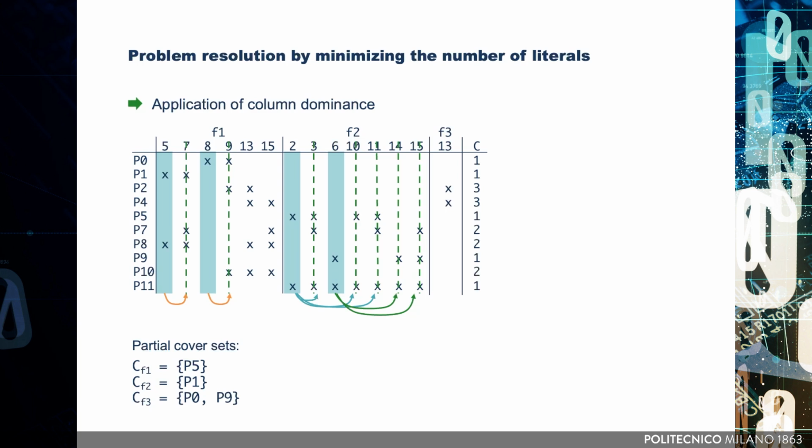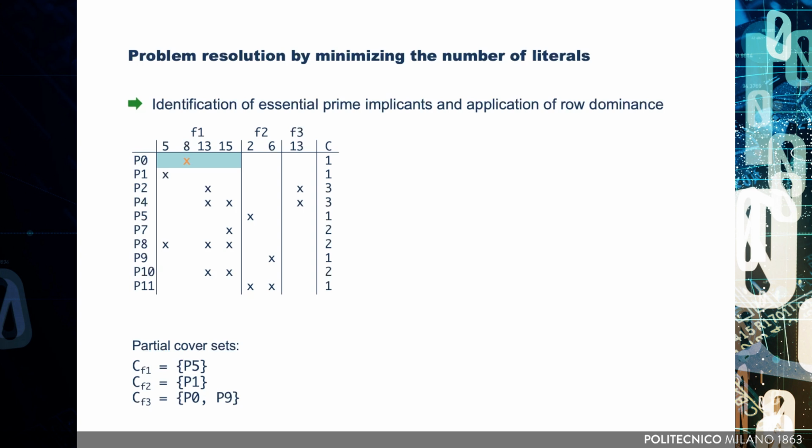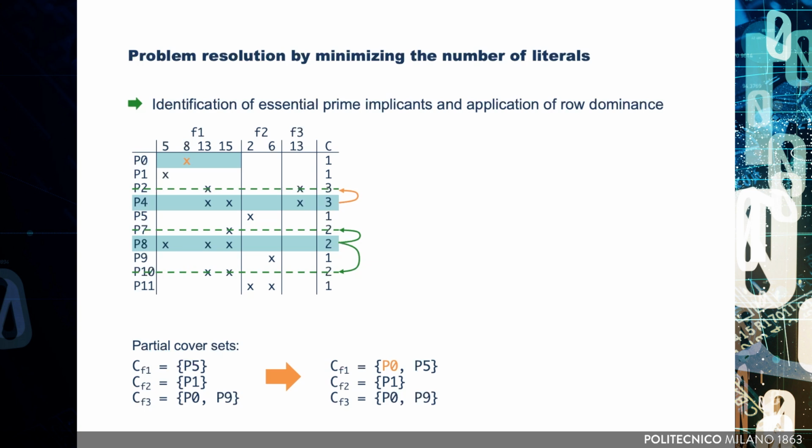Just a quick reminder, during column dominance, we are not selecting any implicants to add to the cover set. We are only simplifying the table structure. Next, we select the secondary essential prime implicant P0 for F1. We update the cover sets accordingly. We then proceed with row dominance. P4 dominates P2. P8 dominates both P7 and P10, and P11 dominates P5 and P9. Note that, as mentioned earlier, the dominance relations differ from the previous case because the implicants now have different costs.